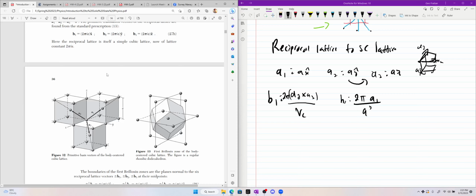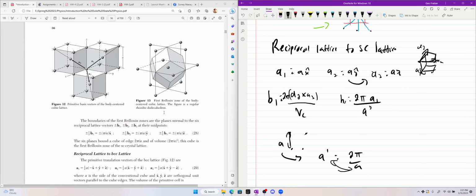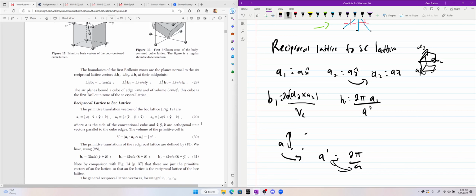Okay. Anyways, what we basically did is we just made another simple cubic lattice, except our a went to a prime, which is equal to 2 pi over a. Hence the name reciprocal, right? Because it's 1 over. But okay, so the boundaries of the first Brillouin zone are the planes normal to the 6 reciprocal lattice vectors, plus or minus b1, plus or minus b2, plus or minus b3 at their midpoints. So the 6 planes bound a cube of edge 2 pi over a and a volume of 2 pi over a cubed. This cube is the first Brillouin zone of the simple cubic lattice.